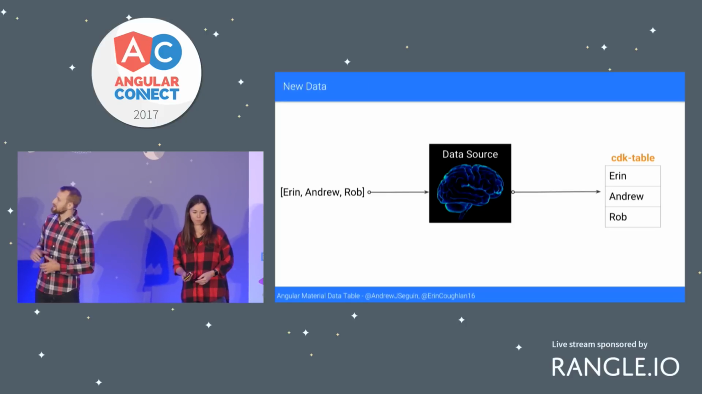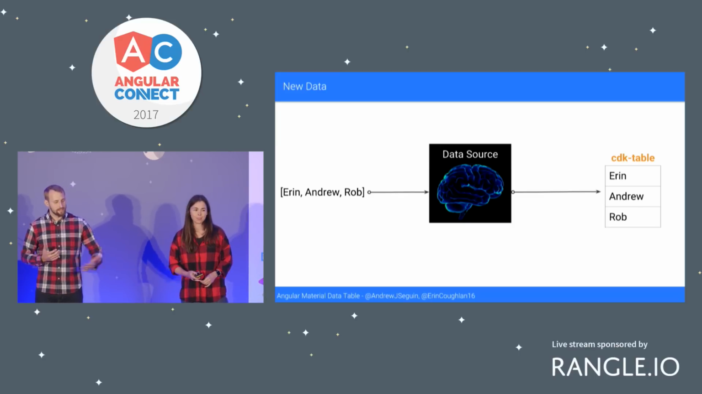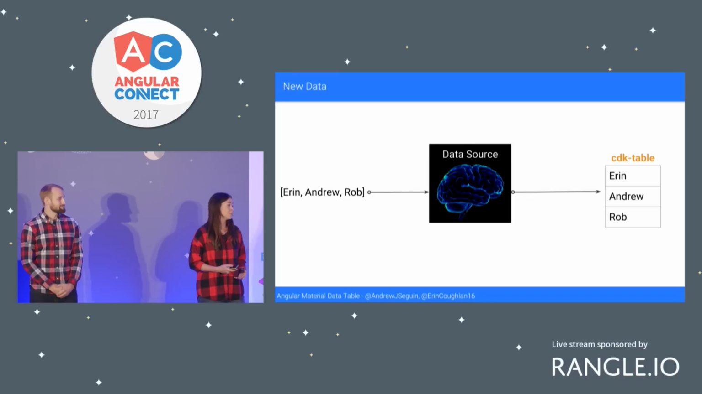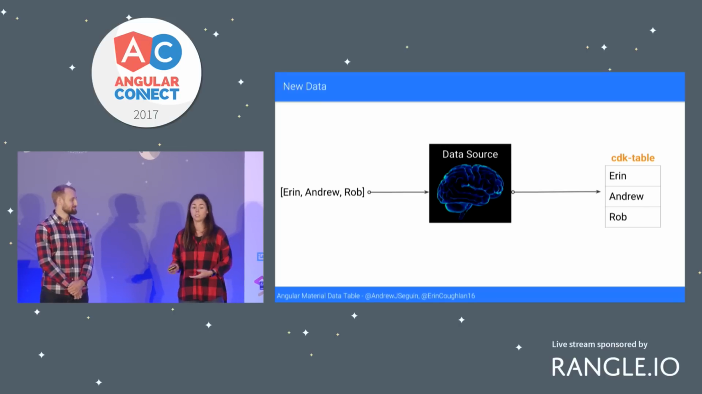Now, if we added another guy here, Rob, the data source says, I saw a change. I'm going to let the table know something has changed, so go ahead and render that out. Admittedly, this is not the most interesting use of a data source. It just gets passed the data directly through the table to render.